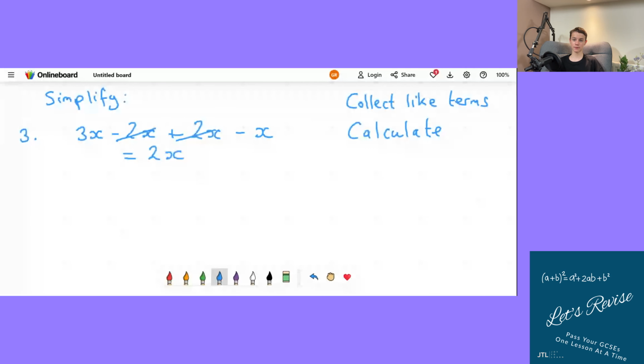So 2x. If there is no number before an x, or any letter, it is counted as just one of that variable. So it's technically 1x. You cannot do x squared and x's together. They are two different things. So, using the knowledge you have gained from this video so far, and the fact that x squared is not the same as x and you cannot group them together, have a try at this one.